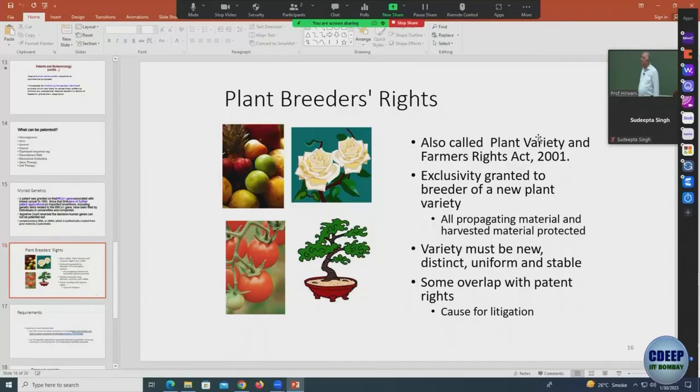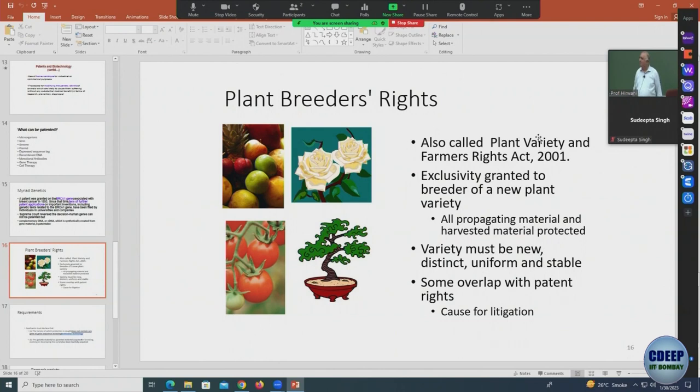Then you have plant breeders, right? In India, this is again an international convention, but we have added farmers' right also there. There are certain varieties which farmers have preserved, they have knowledge for centuries, generation to generation, those wild landrace varieties they are preserving. So, we wanted to preserve their rights also. So, we are calling it plant variety right. Now, that is given to the breeders for all propagating material as well as harvested material.